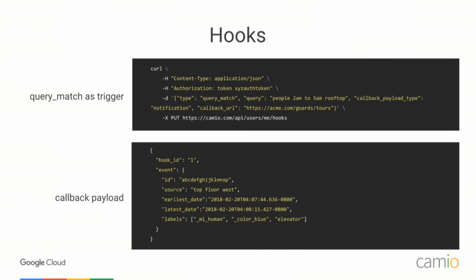You basically say, whenever there's people 2 a.m. to 5 a.m. on the rooftop, this is an example of a query, do this, which in this case was a request to have a callback URL that would just schedule an on-premise guard tour. So now, instead of just having your on-site security staff roam, you're getting targeted alerts based on query matches. This curl command is a single simple command that just says when that query match happens, call me back, giving me the payload of which camera source observed it, what the earliest and latest time was, and what we labeled it with. And now that can drive your scheduling system for a guard tour. It can drive your notification systems. It can do anything. So this is the flexibility in extending via hooks.